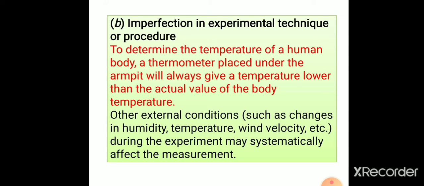The second type of systematic error can occur due to imperfection in experimental technique or procedure. That is, to determine the temperature of a human body, a thermometer placed under the armpit will always give a temperature lower than the actual value of body temperature. Also, other external conditions such as changes in humidity, temperature, wind velocity, etc. during the experiment may systematically affect the measurement.